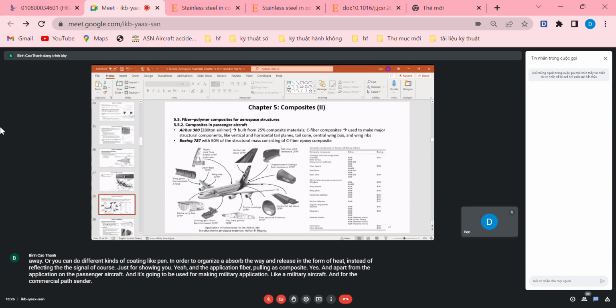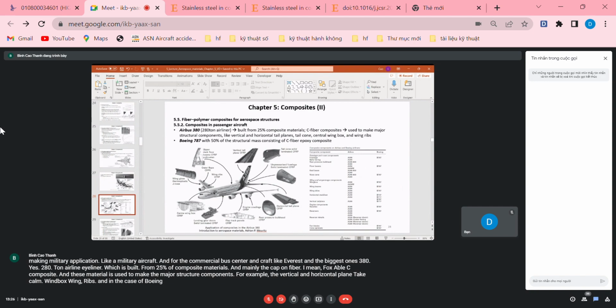And for commercial passenger aircraft like the Airbus A380, a 280-ton airliner, it is built from 25% composite materials, mainly carbon fiber reinforced epoxy composite. This material is used to make the major structural components, for example the vertical and horizontal tail plane, tail cone, wing box, wing ribs.